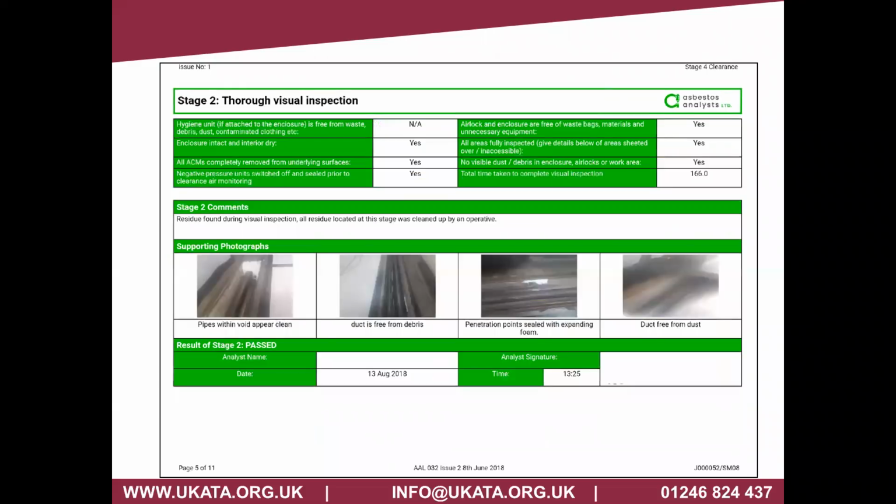Stage two is the visual inspection. After stage one has been completed, the analyst will move to stage two. They'll take photographs inside. They'll make sure, obviously, there is no residual debris, no contamination, and it's free from any dust. Please note the time, 13:25.